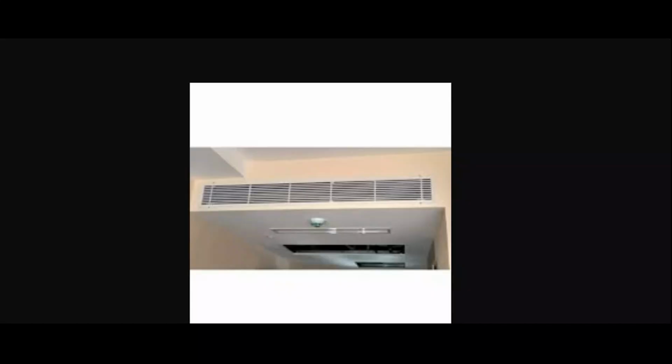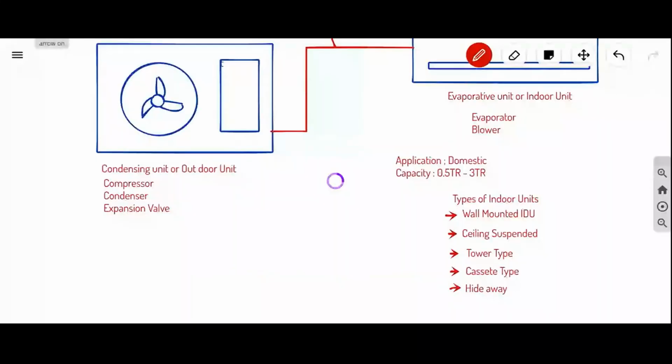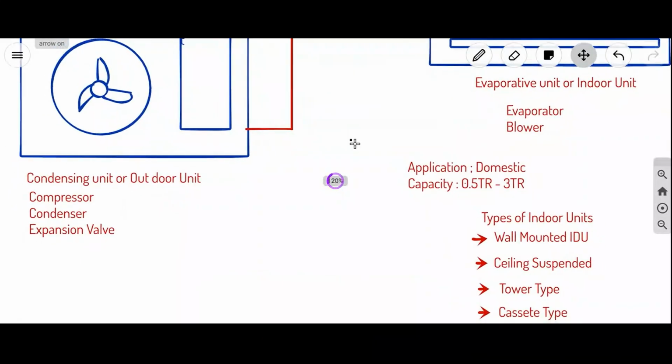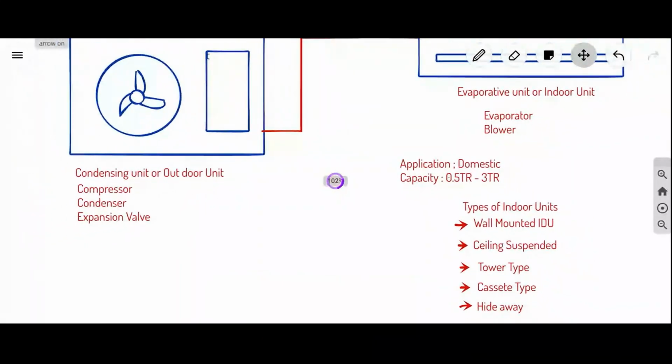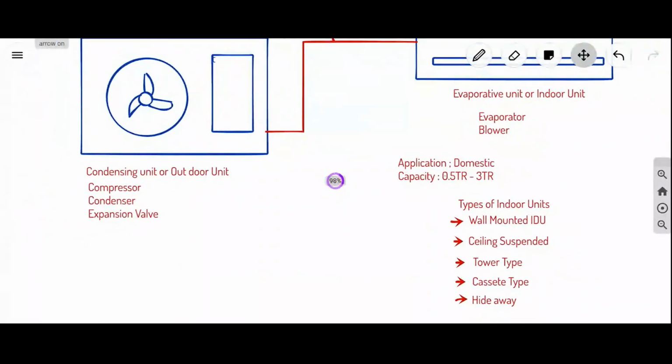These are the different types of indoor units. Hope it is clear till now, right? Yes, sir. So we'll take a break here. Tomorrow we'll go with the ductable split, VRV, and all air and all water systems. Any questions? I'm open to questions. No, sir.